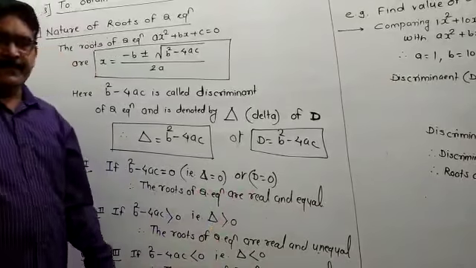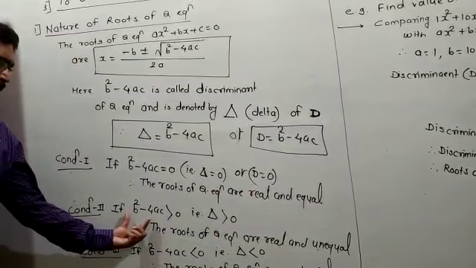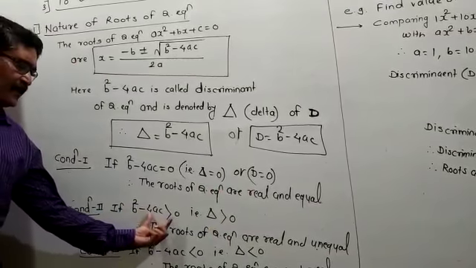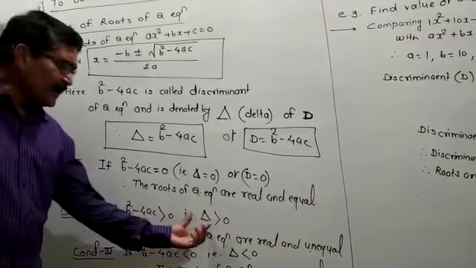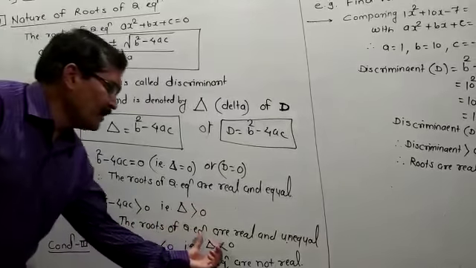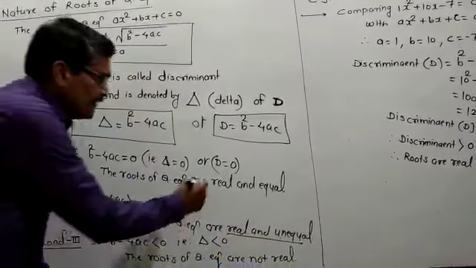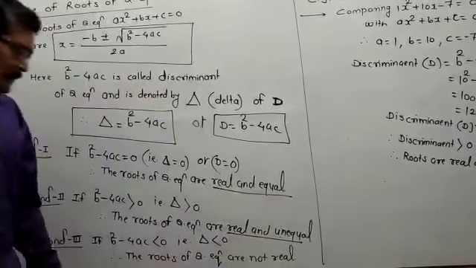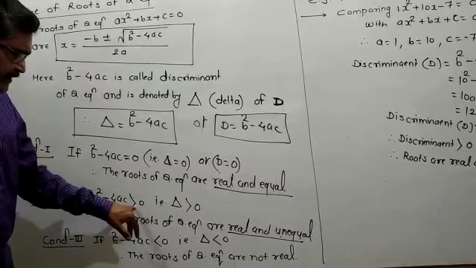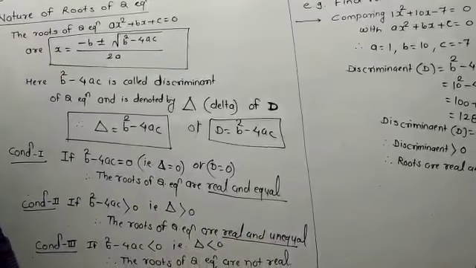Second condition: if the discriminant b square minus 4ac is greater than 0, delta is greater than 0, then the roots of the quadratic equation are real and unequal. This is the first condition, real and equal. But if the discriminant is greater than 0, then the roots are real and unequal.